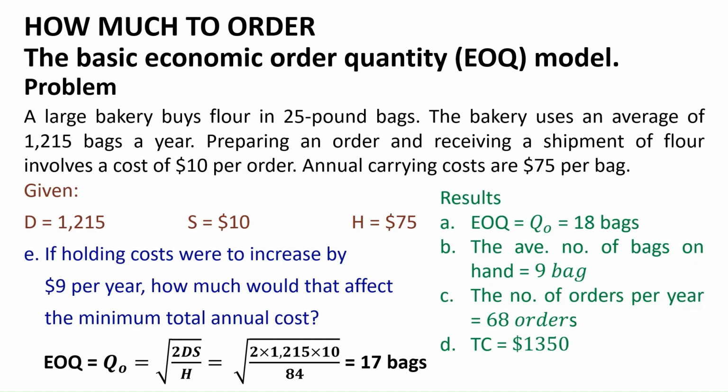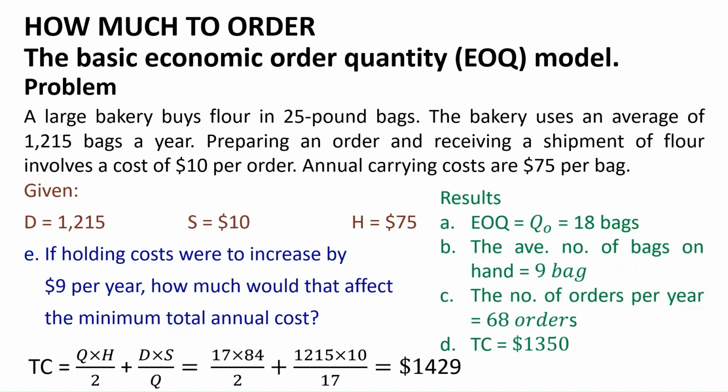This equals 17 bags. And the corresponding minimum total cost is TC equals 17 multiplied by 84 divided by 2 plus 1,215 multiplied by 10 divided by 17, equal $1,429. This value is higher than the previous one by $79. Consequently, if the holding cost increases by $9, the minimum total cost will increase by $79.